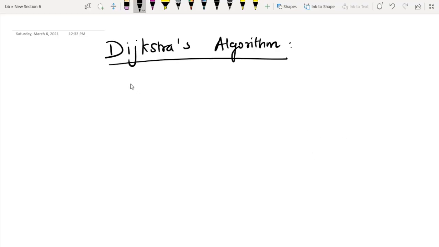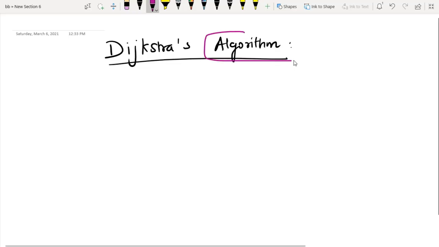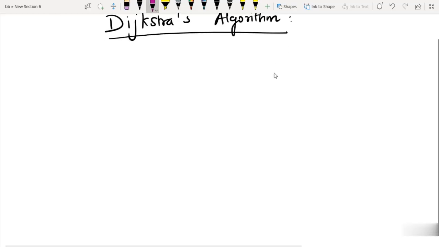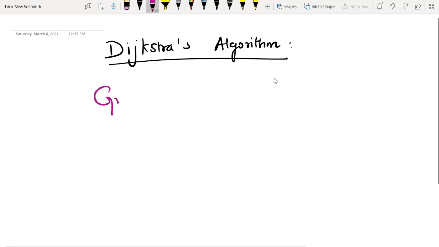Dijkstra's algorithm solves a problem in the graph data structure. Your linear search or binary search solves the problem of searching an element in the array data structure, right? You know that an algorithm always exists to solve a particular problem, to provide an optimized solution to a problem. So there is a problem which exists in the graph data structure, and for that problem Dijkstra's algorithm will provide an optimized solution.